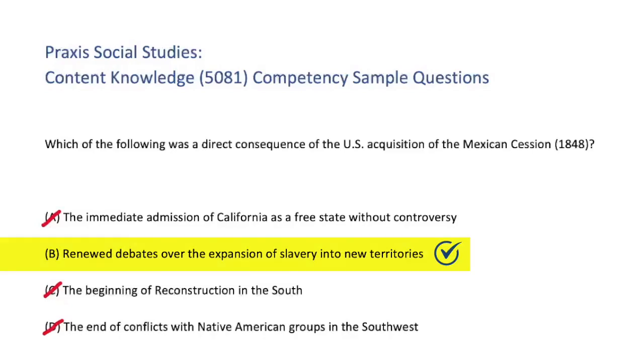The correct choice would be option B, renewed debates over the expansion of slavery into new territories. The Mexican Cession reignited sectional conflict, leading to the Compromise of 1850. This dispute pushed the nation closer to the Civil War.